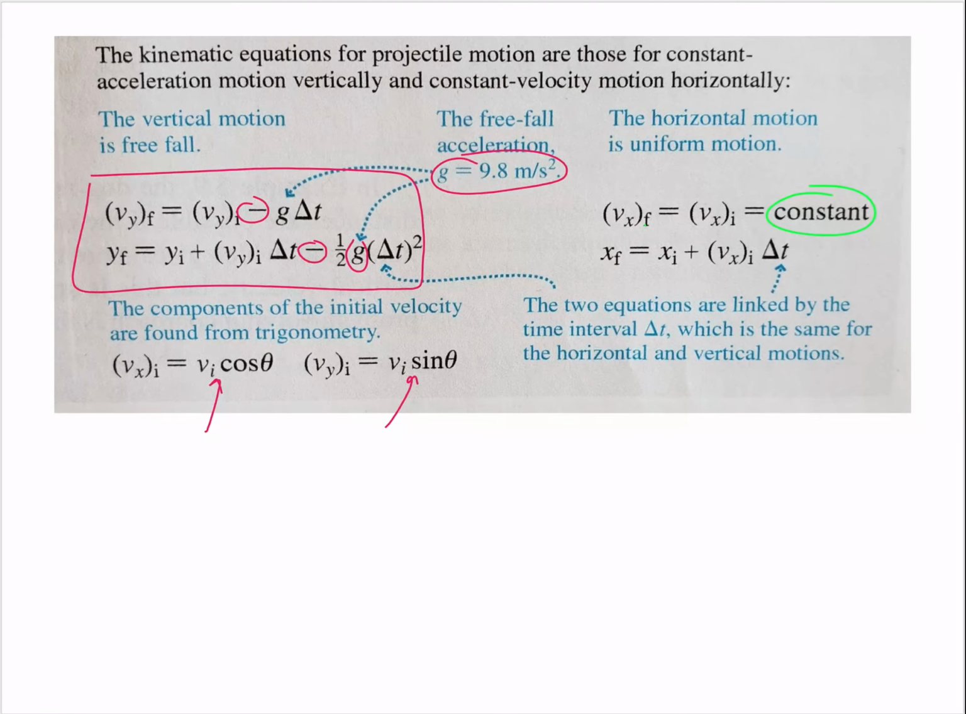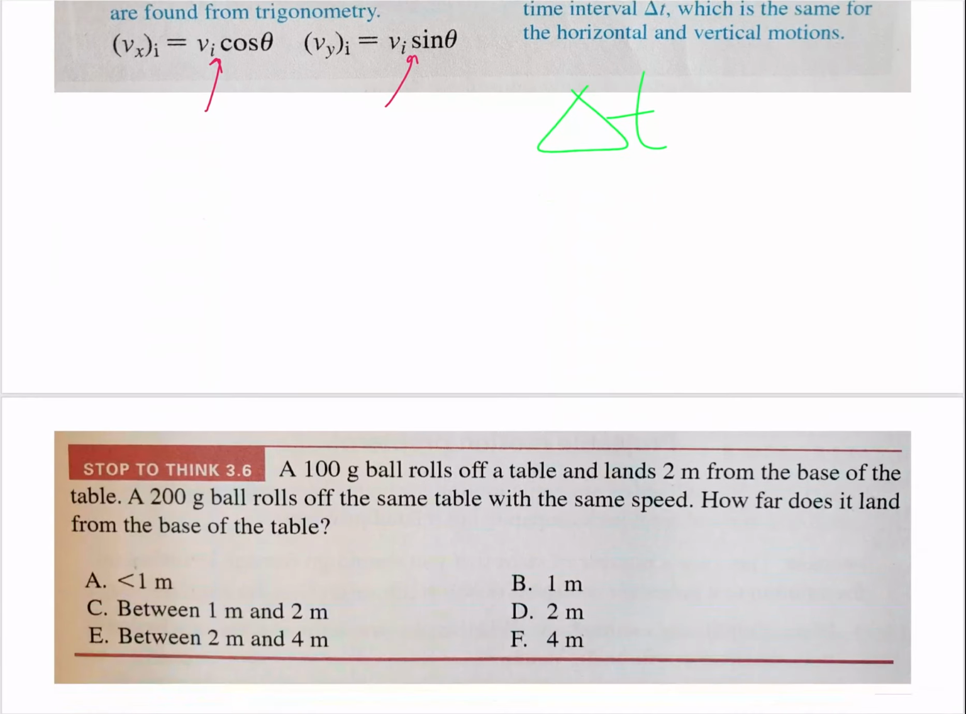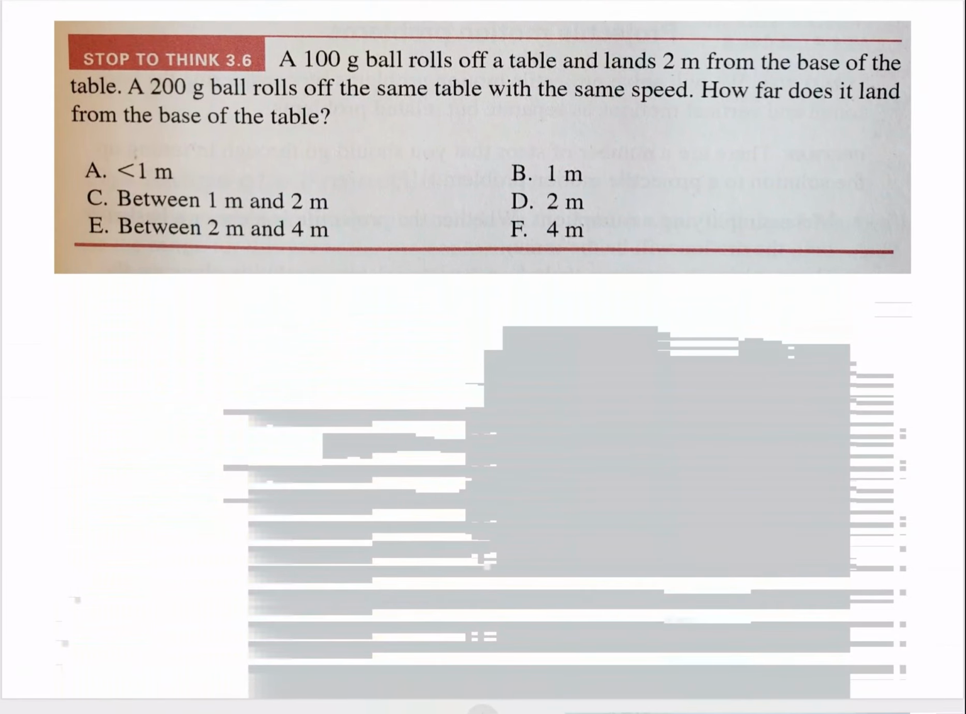So notice that we have delta t, delta t, delta t, and then over here delta t. Your link is delta t in all of those equations. Okay, and that's what it's talking about right here. The two equations are linked by the time interval delta t. If you don't know delta t, you're going to have to use both horizontal motion and vertical motion together, probably with substitution in some way to figure out what the answer is going to be. You may not ever even know what delta t is. It's possible. So be aware. Okay. One more thing and we're done with this section.